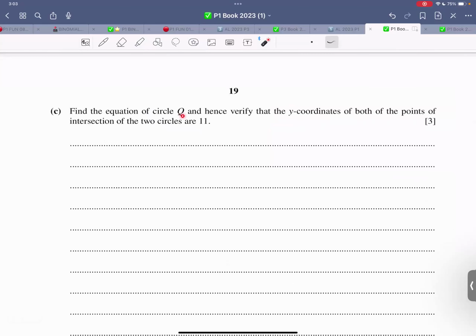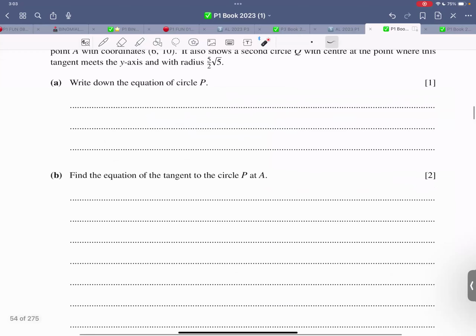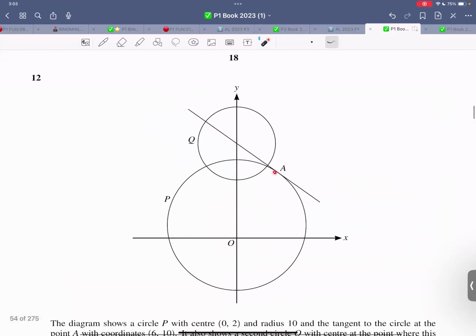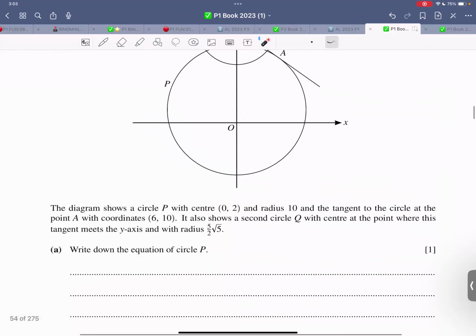Find the equation of circle Q. How can you find the equation of circle Q? It shows a circle Q with center at the point where the tangent meets the y-axis. So when the tangent meets the y-axis, the x coordinate is 0. When the x coordinate is 0, you find the coordinates of Q. You already have the radius. That's also basic.